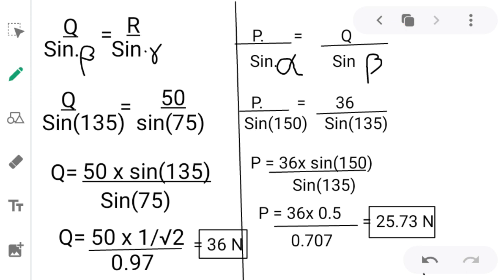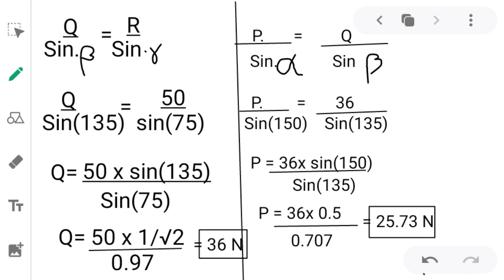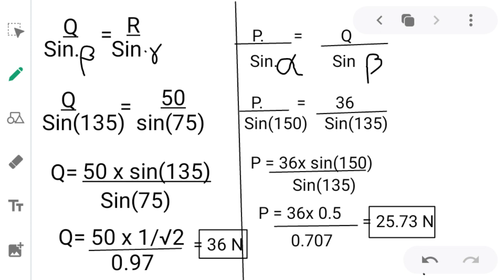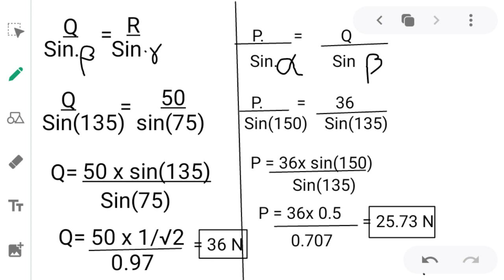Let's find the value of the force Q by taking one pair of ratios. In the equation we have P by sin alpha, Q by sin beta, R by sin gamma. I have taken the second pair, Q by sin beta equals R by sin gamma. So Q by sin beta, where beta we calculated as 135 degrees, is equal to 50 by sin gamma, where gamma is 75 degrees. By substituting the values, we can find the value of Q. Q is equal to 50 into sin 135 divided by sin 75.